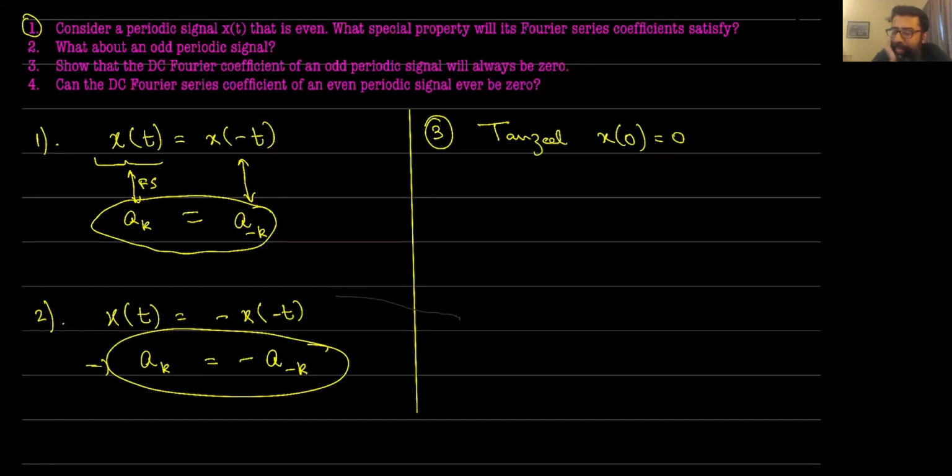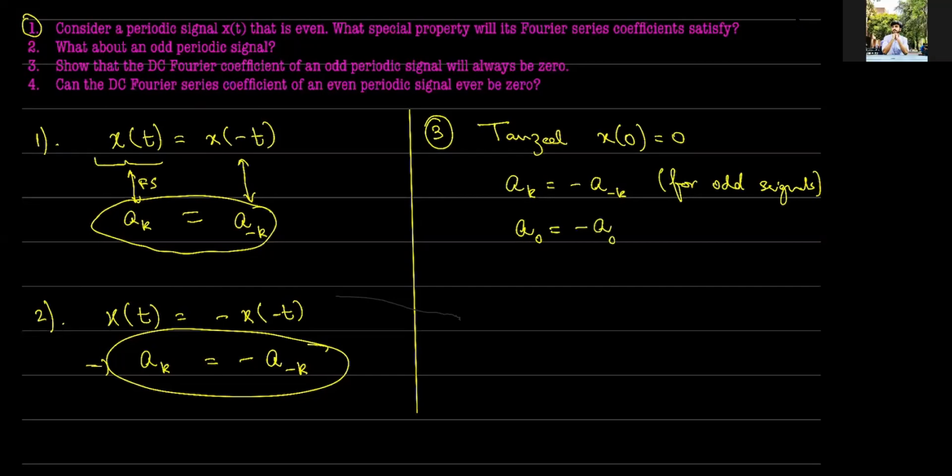Then what's the answer? You see, A k equals minus A of minus k, right? So this is for odd signals. If I just plug in k equals 0, what do I get? A naught is equal to minus A naught. What is the number that satisfies this condition? 0. That's 0.